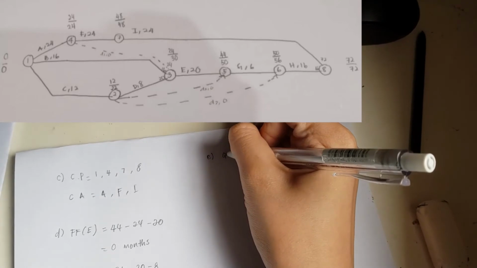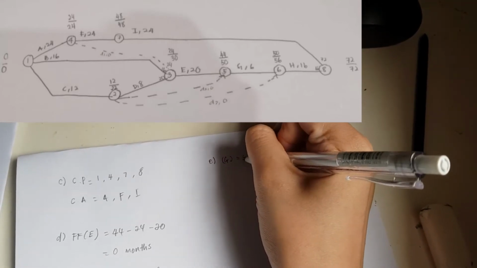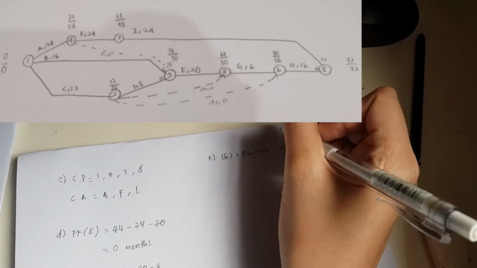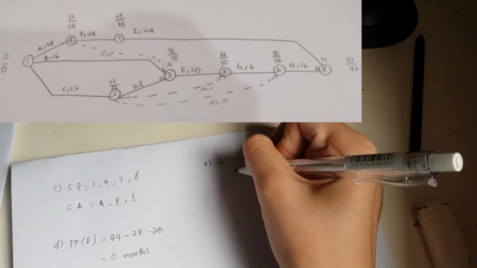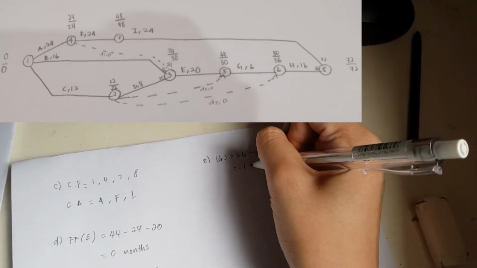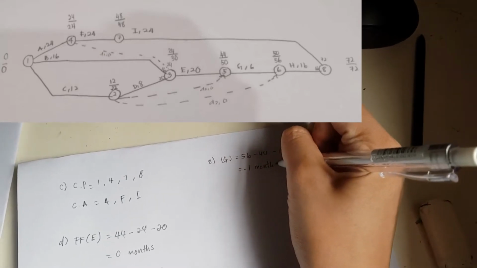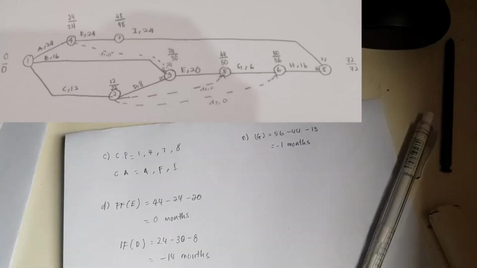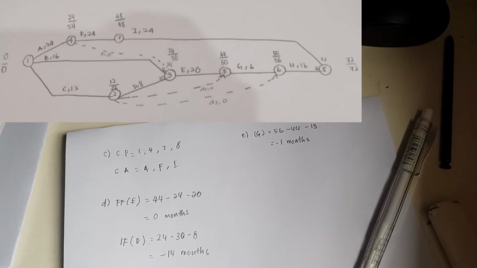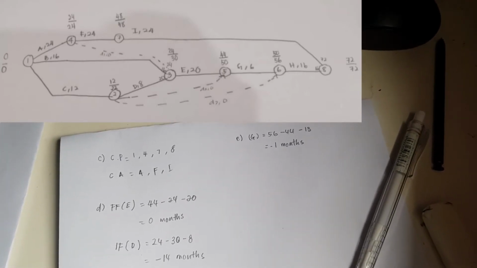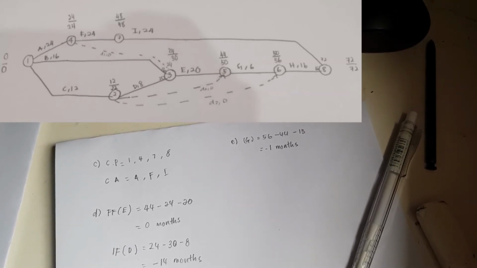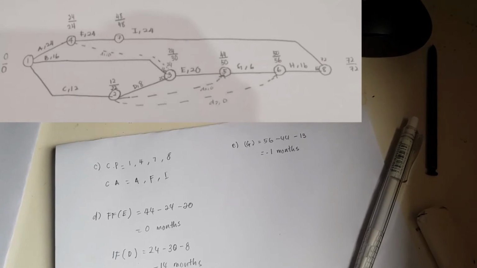So G, 56 minus 44 minus 13, that is in the question. So you got 11 months. So this means that if the activity is going to be delayed by another 7 months, the project completion time will be delayed by 1 month.